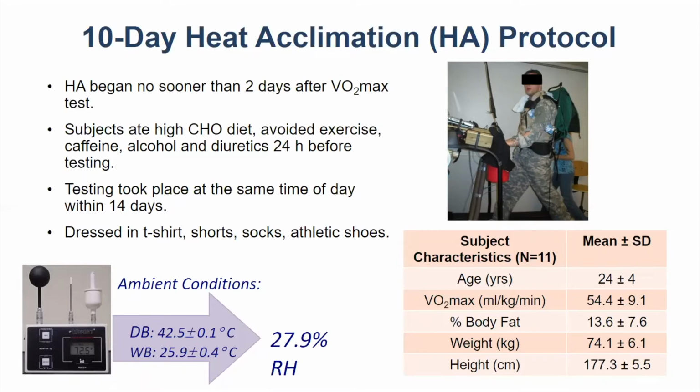And if you're going to do it in an environmental chamber, you would like to have the environment warm enough to create heat stress. So in this scenario, the ambient temperature was 42 degrees dry bulb, and then 25 degrees wet bulb, which resulted in a relative humidity of about 28%. So this picture is not during heat acclimation. When you're trying to heat acclimate, you want the subject to be dressed in clothes where they would be able to evaporate their sweat, so in t-shirt and shorts.